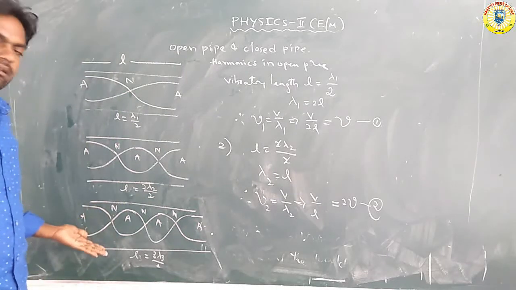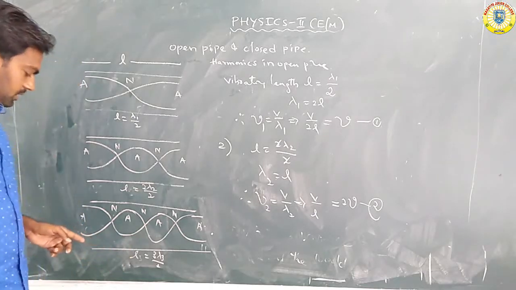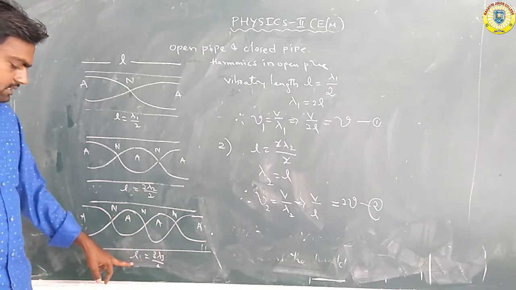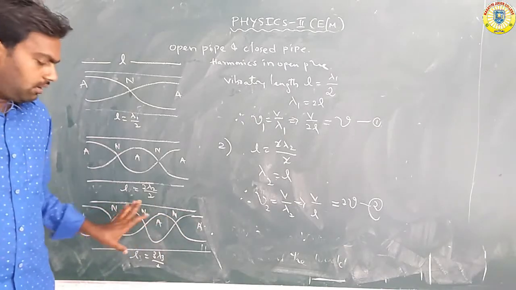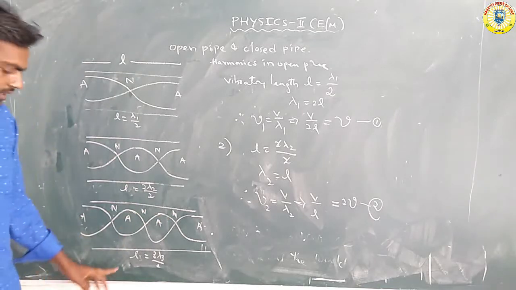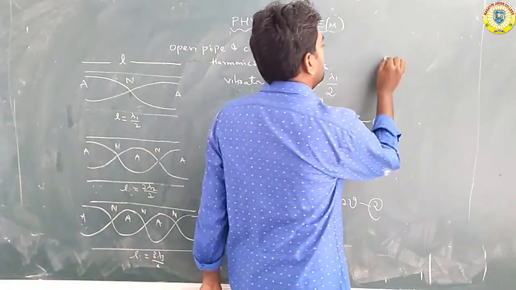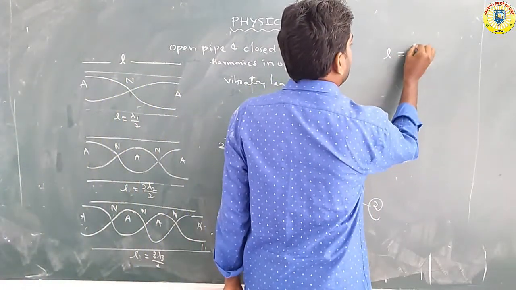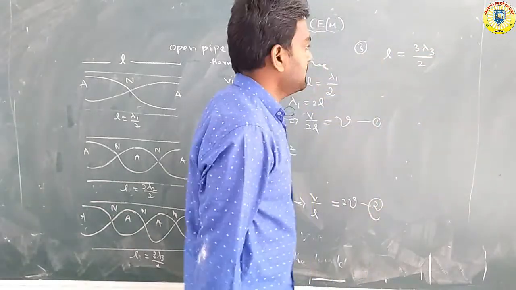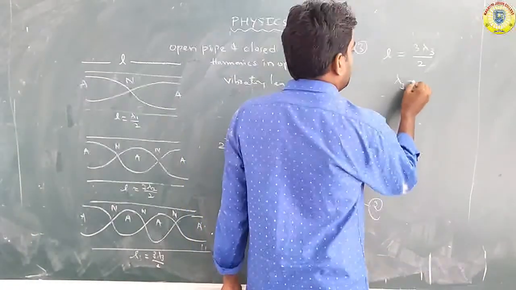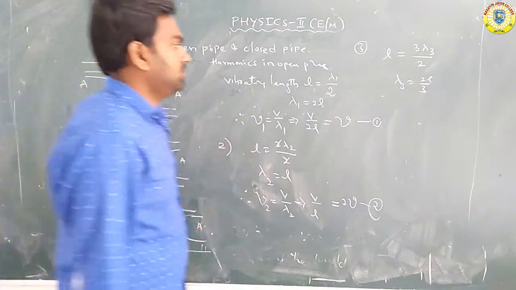Now the third one is the third harmonic frequency, or second overtone. Here 4 antinodes and 3 nodes are formed along the length of the pipe. The vibrating length L is equal to 3 lambda 3 by 2, so lambda 3 is equal to 2L by 3. Now substitute in the frequency equation.